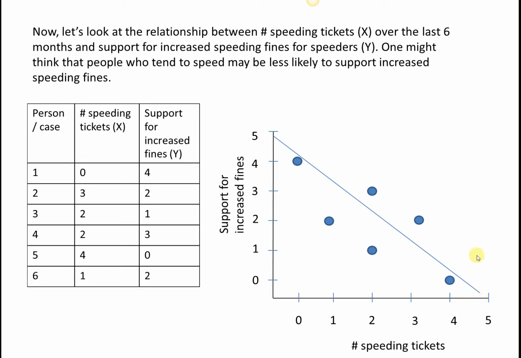So in other words, in this illustration, people who tended to have more speeding tickets also tended to indicate lower support for increased fines, whereas people who had fewer speeding tickets indicated greater support for increased fines.